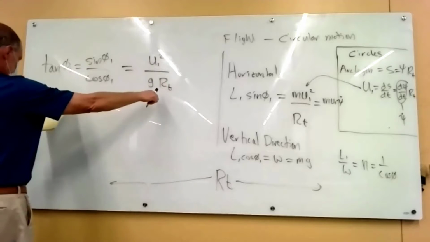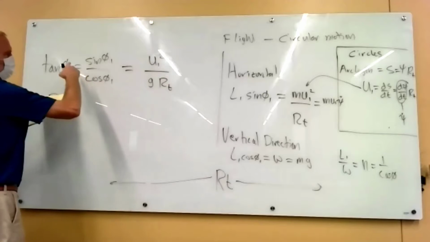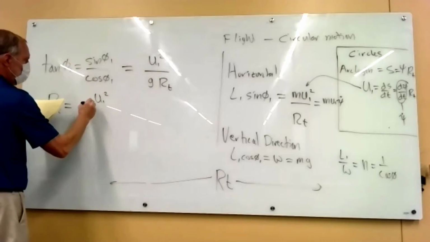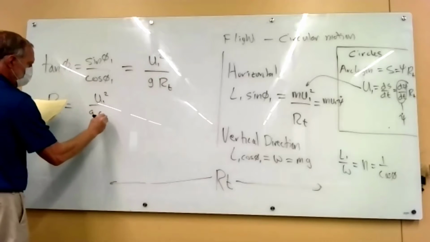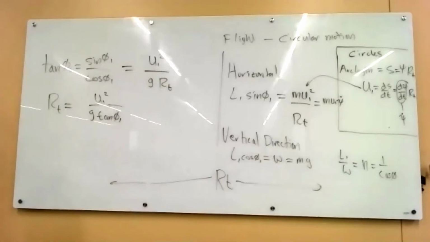Or if I solve for RT up there, I get U1 squared over G tangent phi. And this is where I wanted to get to.